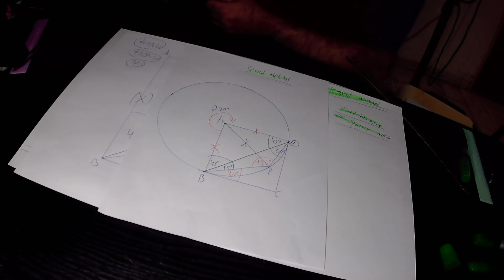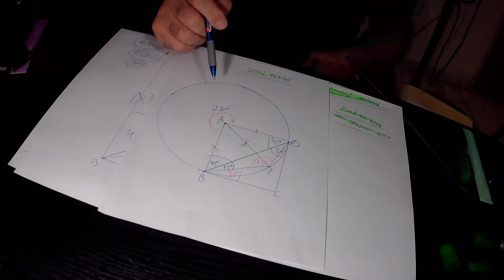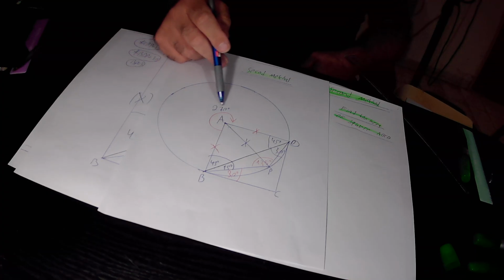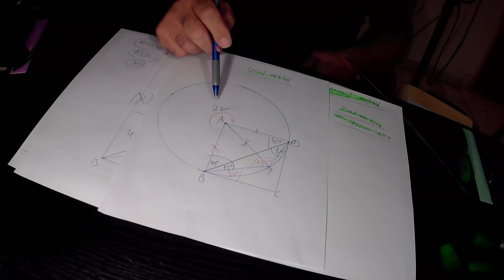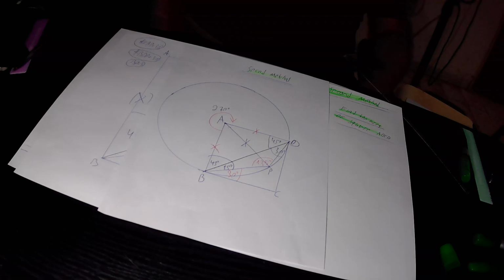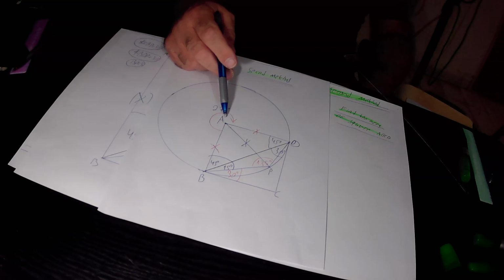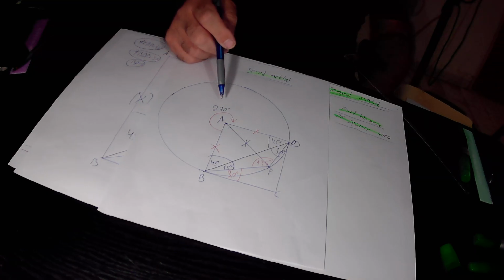So here we have a square ABCD. This is a right angle. Therefore, this angle must be equal to 270 degrees in size, according to the rule that says that the sum of the angles around any point is equal to 360 degrees. The sum of the angles around point A equals 360 degrees. 90 degrees plus 270 degrees is equal to 360 degrees. That is the sum of the angles around point A.